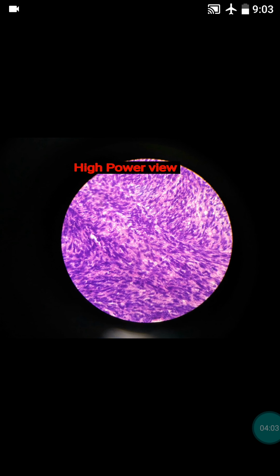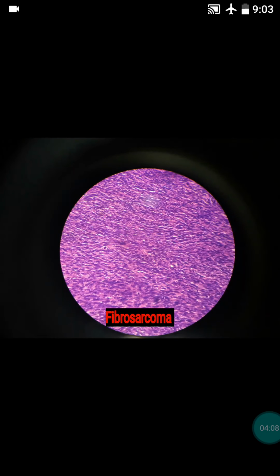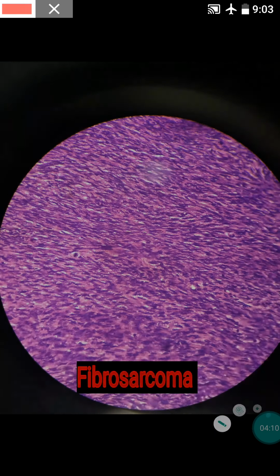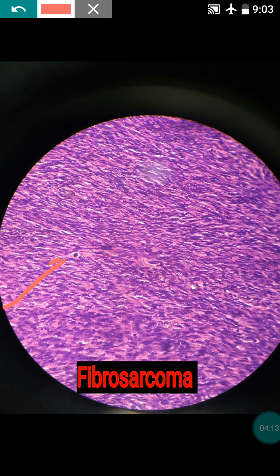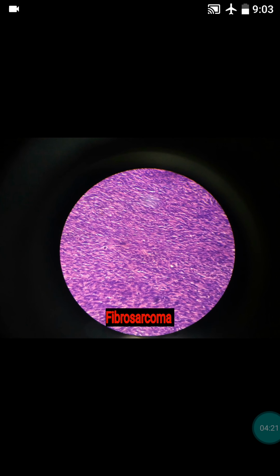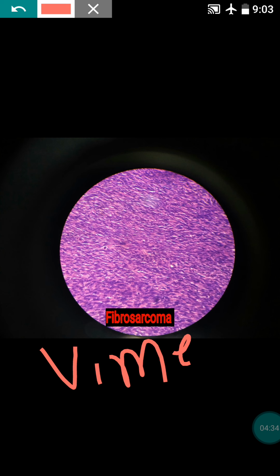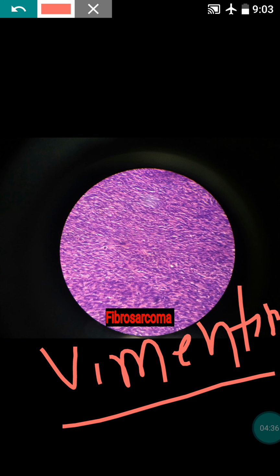This is a high power view of the fibrosarcoma. In this section, you can see the abnormal mitosis as well. Here is the presence of mitosis, right? These all are abnormal mitoses. So the presence of mitosis points toward the diagnosis of fibrosarcoma. Which immunohistochemistry marker can be positive in fibrosarcoma? That is vimentin. It is usually positive in fibrosarcoma, so you can confirm the diagnosis with vimentin.